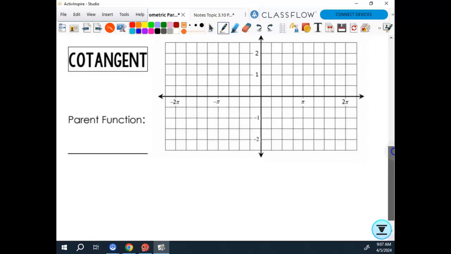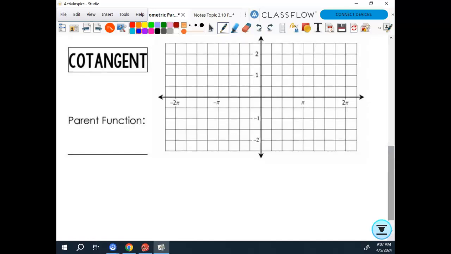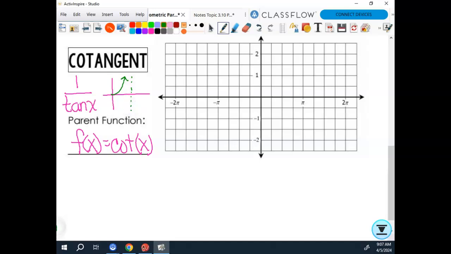Let's look at cotangent. What is cotangent the reciprocal of? Tangent. So f of x equals cotangent x. That would be 1 over tangent x. And then we're going to sketch in the parent function. Okay, so our parent function for tangent looks like this. Right.